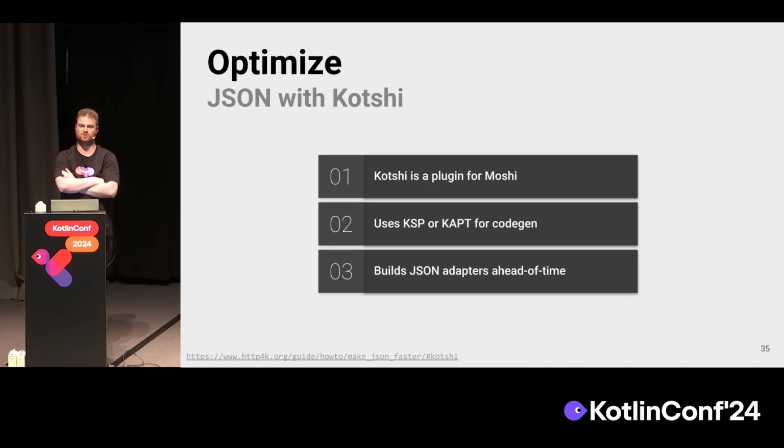And so with this Kochi plugin, hands up if you've used or heard of KSP or kapt. Okay, yeah, all right. A fair number of you. But KSP or kapt, I don't know if it's correct to say that they're code generation plugins, but they're plugins that can generate code for you. Now, Kochi is leveraging this to generate our JSON adapters. And so there's no reflection required. It's all just code that's being executed. So that's pretty good. So how do we do this?